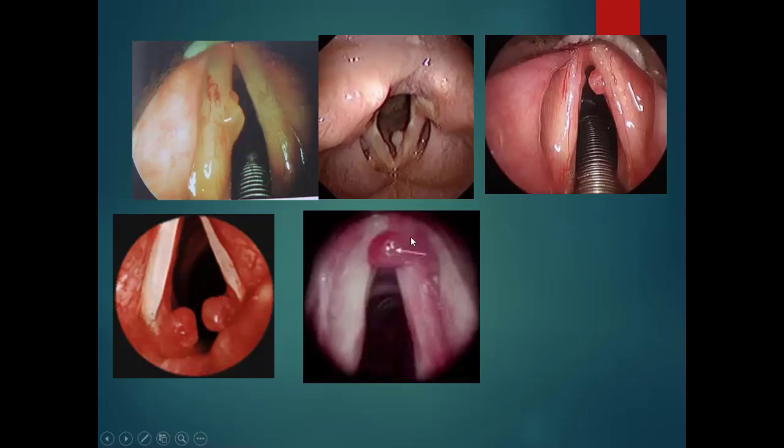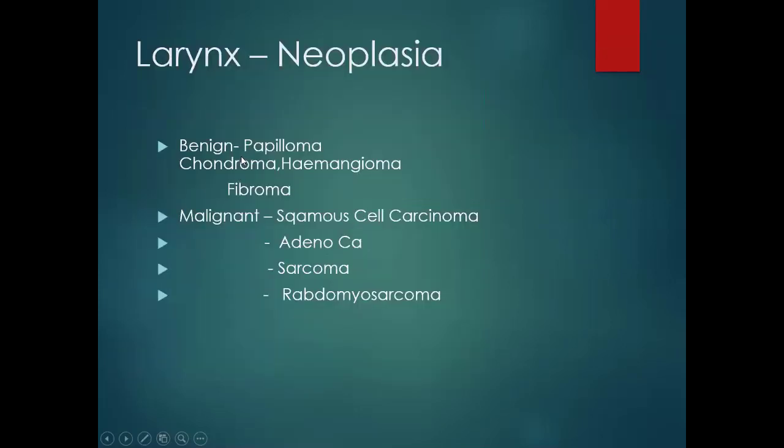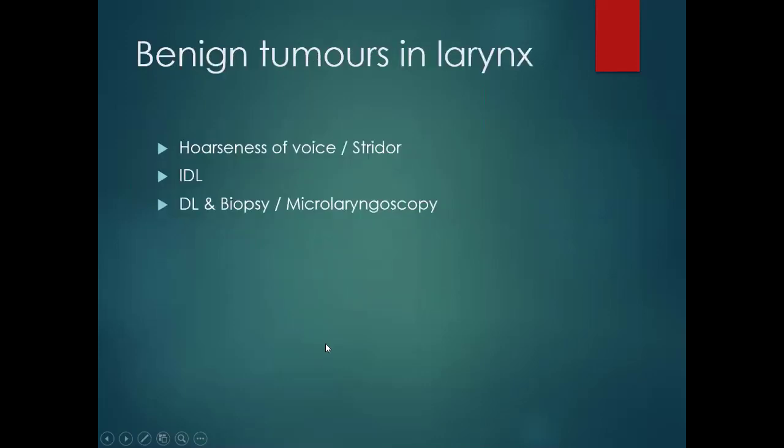It's a hemangioma in the anterior part of the vocal cords. So all these conditions are benign, but they might require surgical excision to get a better voice and for them to breathe comfortably. Neoplastic lesions can be papillomas. We have seen the pictures, chondromas, hemangiomas, and fibromas. Then malignant lesions of the larynx are generally squamous cell carcinoma, but adenocarcinoma and sarcomas can also occur.